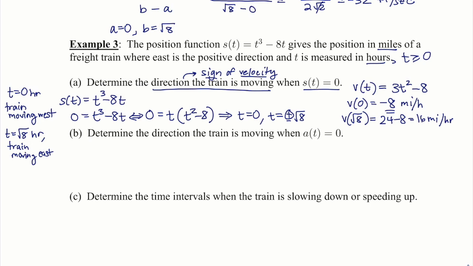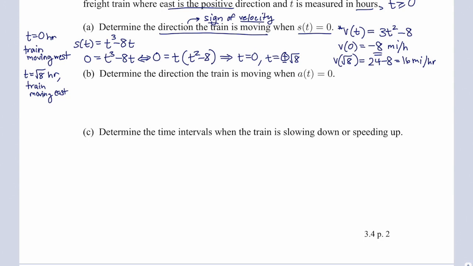Right, so we just took the sign of the velocity at those two times when the position was 0, and we found, since one of the velocities had a negative sign, that's whatever would be the negative direction, and then whichever velocity has a positive sign, that tells us the train is moving in the positive direction. And we are told east is positive in this orientation.